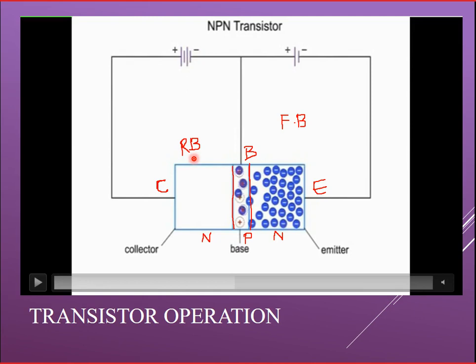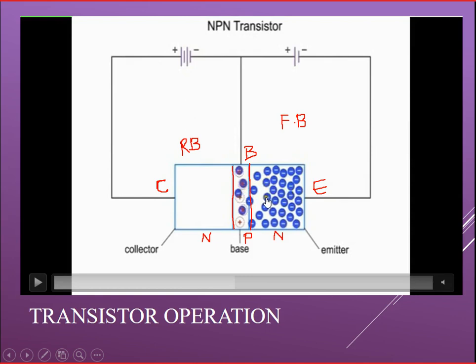Now let's see the operation. Once I give the forward bias condition, I am giving a more negative charge to that N type. The N type has a huge number of electrons. Electrons are negatively charged, and here I am also giving a negative charge. So they will repel each other. What it will do is the electrons will start to cross the junction.